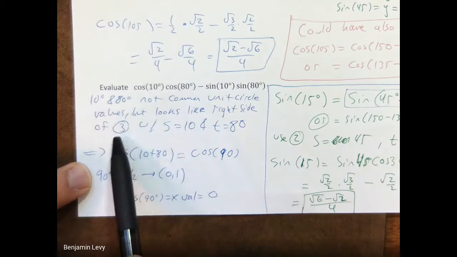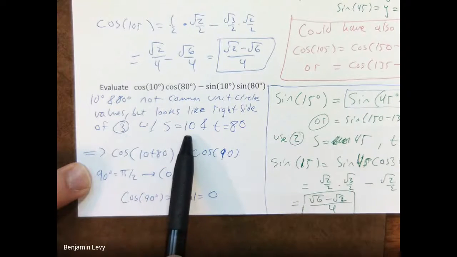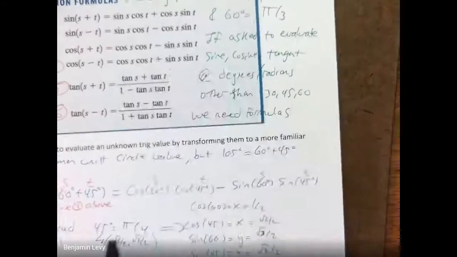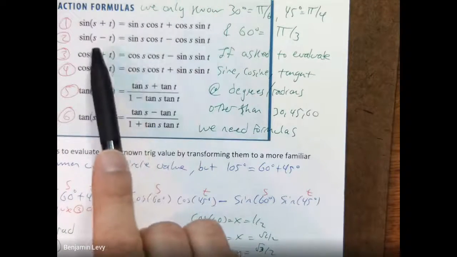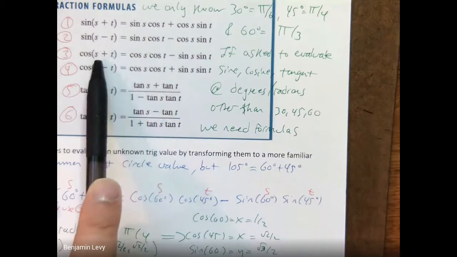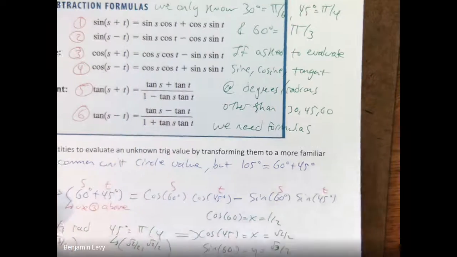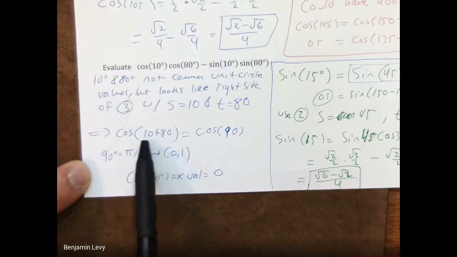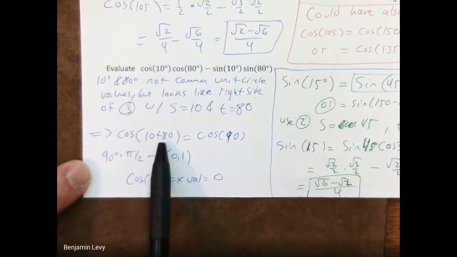This is formula number 3 with S being 10 and T being 80. And so we're given the right-hand side, and then we go back and do it on the left-hand side. We take S and T, put them together, and add them inside cosine. That's what happened here. That's why I went back to the left, and I put them inside cosine and added them.